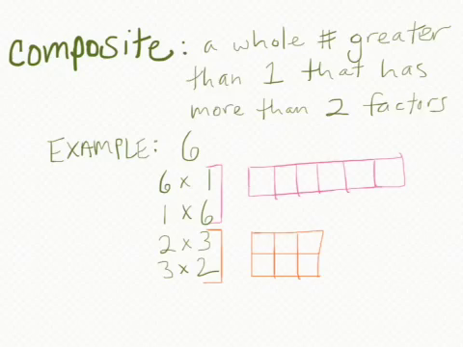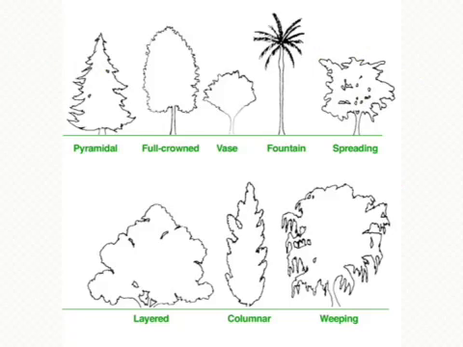Let's talk more about composite numbers now. All right, take a look at these different types of trees. Trees can be classified or grouped according to their shape. And we can see lots of different types of shapes of trees. Now, these are not the species of trees like pine or oak, but these are the different types of shapes that trees make. What we're going to be talking about today in math are factor trees.